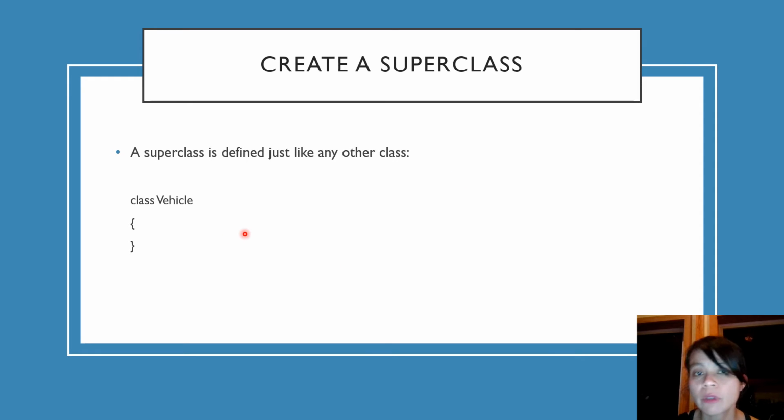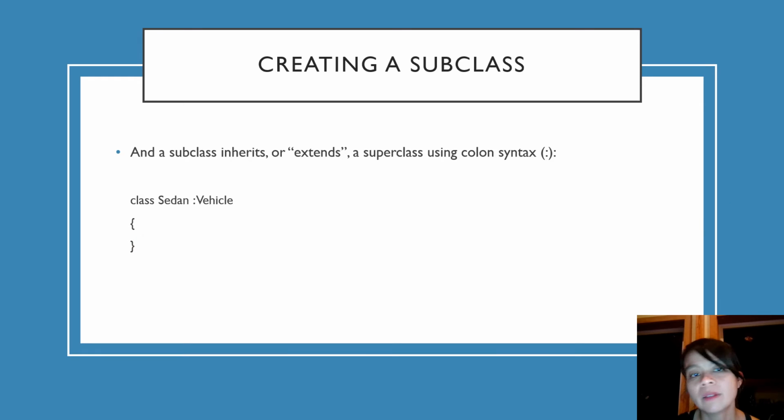To create a superclass, it is defined like any other class: class vehicle, and all the stuff that goes in there. A subclass inherits or extends a superclass using a colon syntax. So you have class sedan, which is a subclass, and it inherits from vehicle, the superclass. You use a colon to denote that.